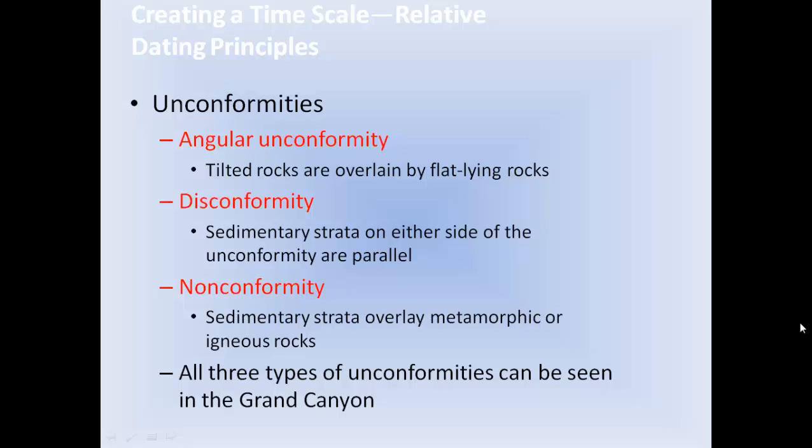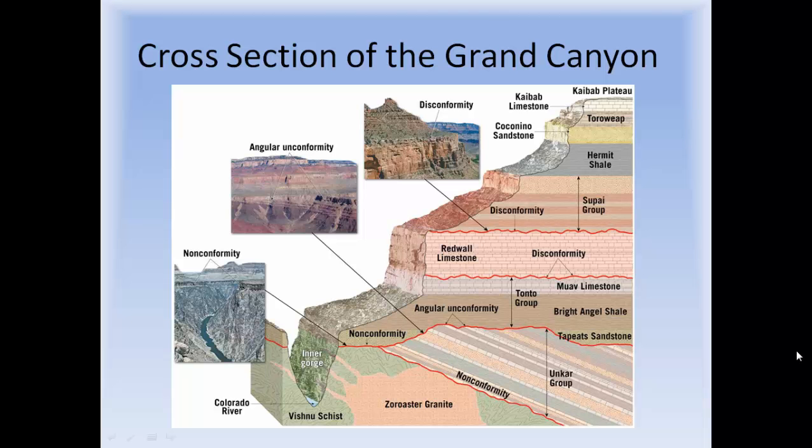All three types of unconformities can be seen in the Grand Canyon. Here is a diagram of a portion of the Grand Canyon. Right here we have a nonconformity because the sedimentary rock is lying on top of igneous or metamorphic rock, actually metamorphic rock. Here, these sedimentary layers are on top of metamorphic and igneous rock, so it's also a nonconformity. These rocks are at an angle to these rocks, so here we have an angular unconformity. Here we have horizontal sedimentary rocks and then horizontal sedimentary rocks, so this is a disconformity.